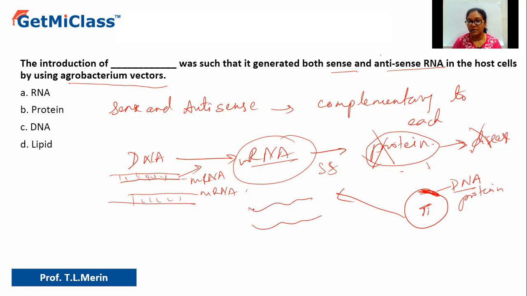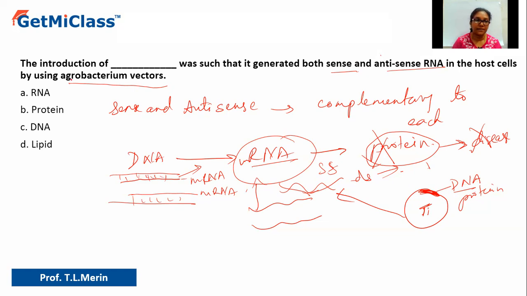So what will happen? These strands will bind to the mRNAs which are produced in the host and they will form double-stranded RNA. And this double-stranded RNA cannot form protein. It will not undergo translation. So that is why, when we say introduction of the gene, we are talking with respect to the DNA, because genes are part of the DNA itself, right?